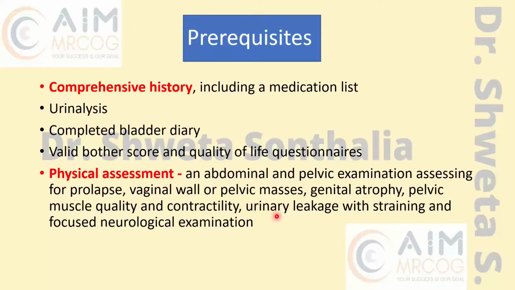contractility. You have to check for any leakage with straining. This is a clinical examination. And you have to do neurological examination if you are suspecting any abnormality neurologically. So these are all the things you will do before doing any urodynamics. Take her history, do her thorough examination and rule out any other pathology.